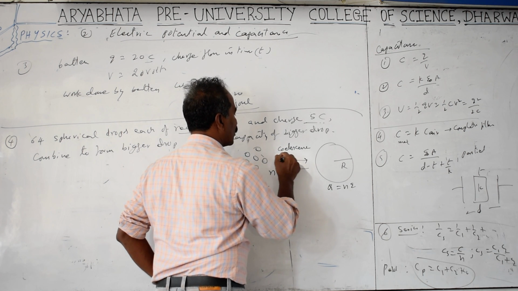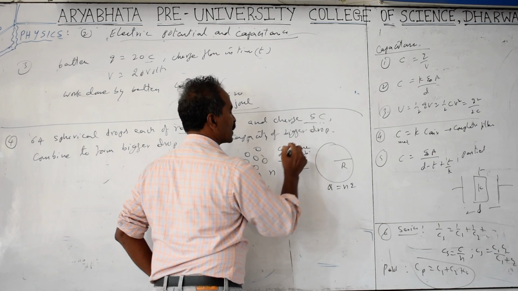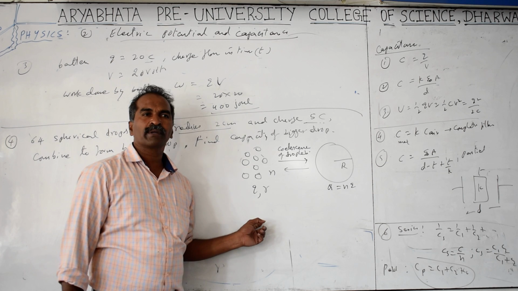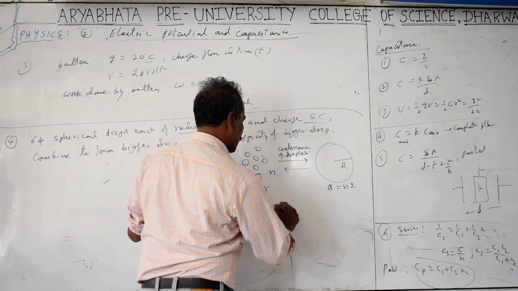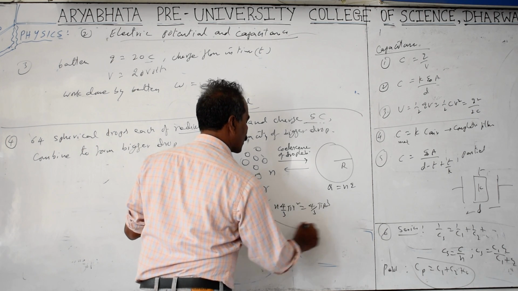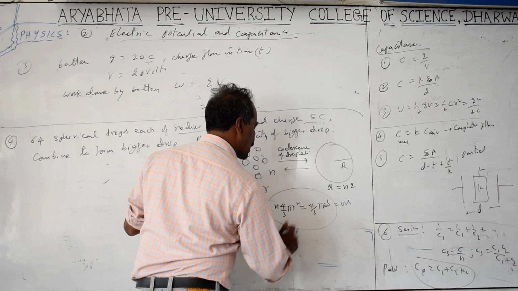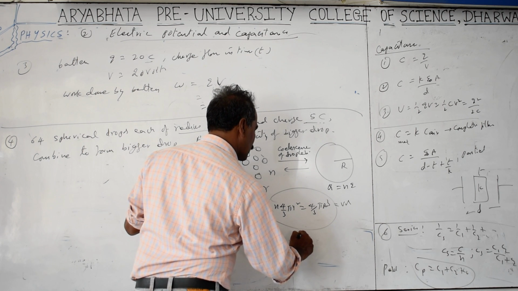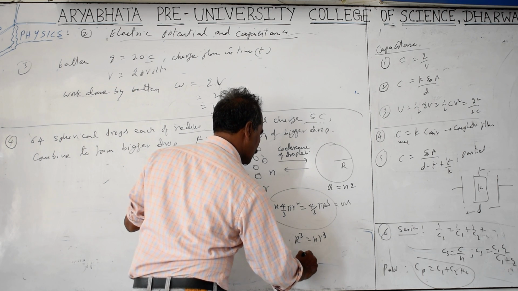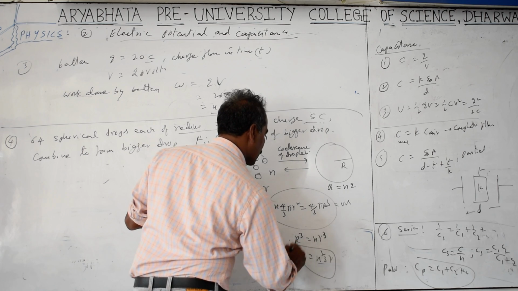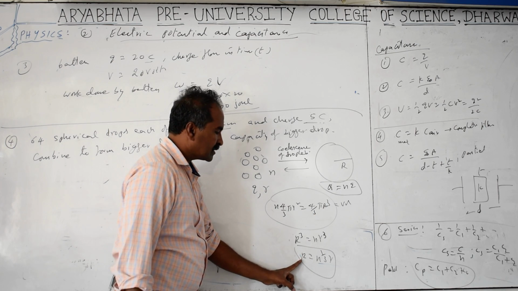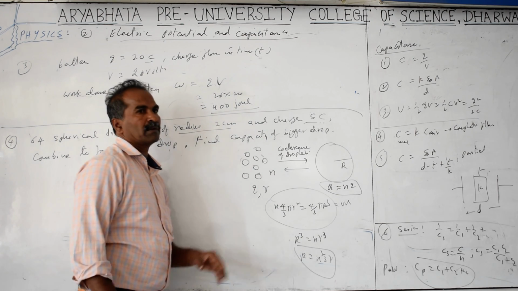Merging, coalescence, or combining. Another relation is that the volume is constant. The volume is 4 by 3 pi r cube, so n into 4 by 3 pi r cube is equal to 4 by 3 pi capital R cube. Volume is constant, so you get the relation between R and r: capital R cube is equal to n into r cube. These two you need to remember. R is equal to n to the power of 1 by 3 times small r. This is charge conservation and the radius relation. These two are required for all the problems.